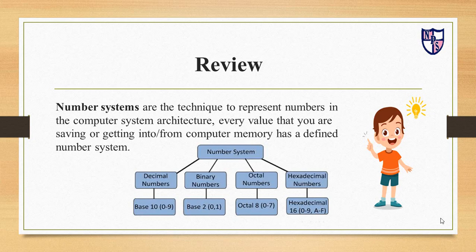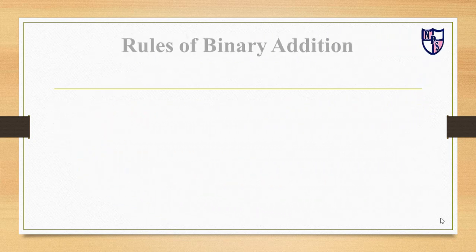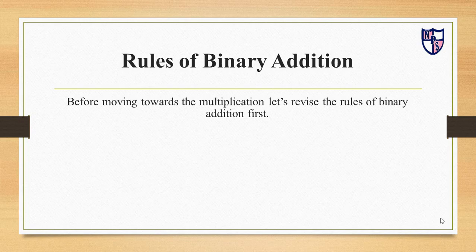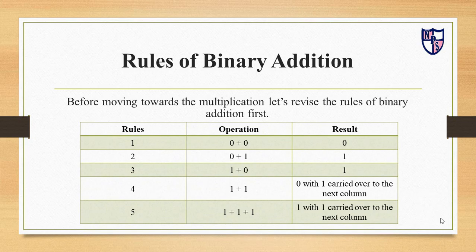Now let's move towards the multiplication. Before moving towards the multiplication, let's revise the rules of binary addition first, because in multiplication we are also performing the addition as well. So rule number 1 is 0 plus 0 is equal to 0. Rule number 2, 0 plus 1 becomes 1. Rule number 3, 1 plus 0 is equal to 1. And rule number 4, 1 plus 1 is 0 with 1 carried over to the next column.